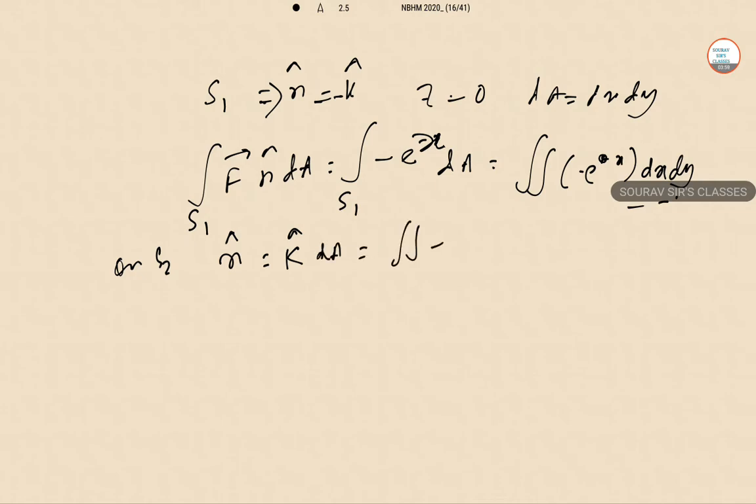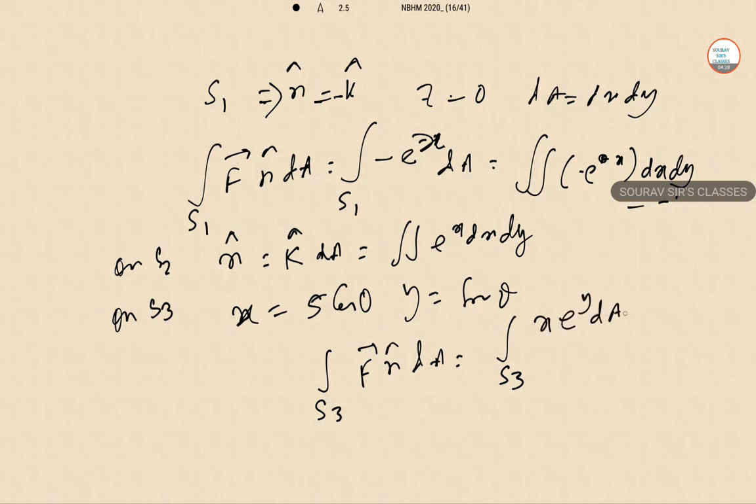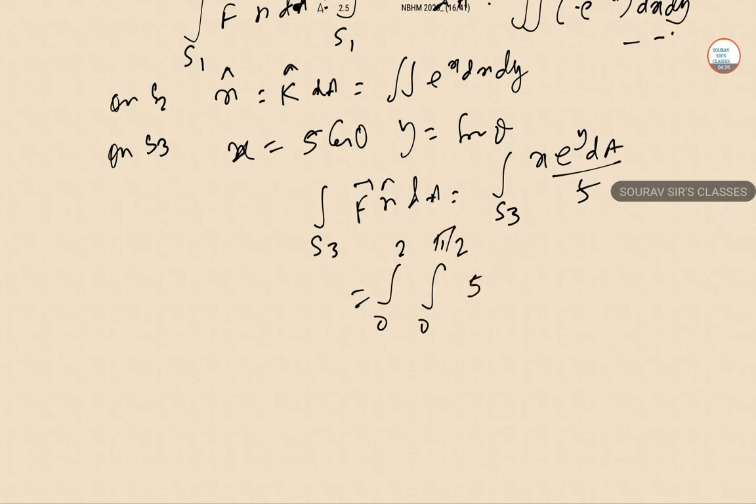dA, double integration e to the power x dx dy, and on S3 it will be x equal to 5 cos theta, y equal to 5 sin theta, surface S3, F·n dA over S3 of 5. This if you calculate double integration, so z from 0 to 2, theta from 0 to pi by 2, 5 cos theta e to the power 5 sin theta d theta dz.